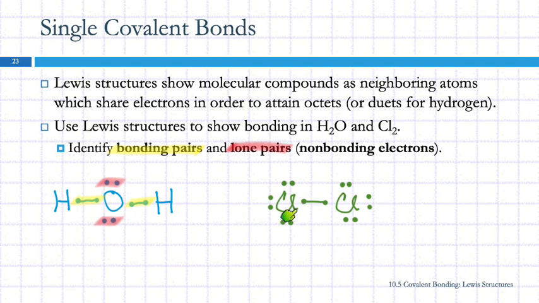So this is a shared pair of electrons, but the shared electrons get counted by both atoms. So this atom counts 2, 4, 6, 8, and this atom counts 2, 4, 6, 8. So the bonding electrons got counted twice. So let's identify the bonding electrons, the bonding pair, that's this pair of electrons right here, and the lone pairs, and the lone pairs are the ones that are not being shared.